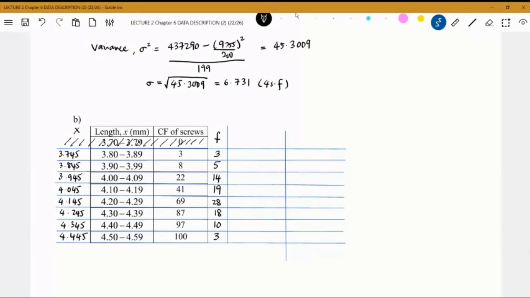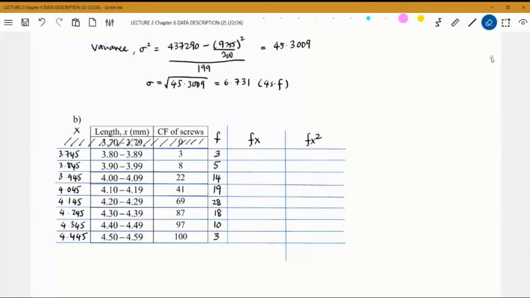Okay, finding the fx, finding the fx square. Okay, saya bagi kamu 2 minit cari fx dan juga fx square. Miss, yang X dia tu bukan yang first 3.845 kah? Ya, saya salah, betul. Saya pula salah. Sekejap saya betulkan.